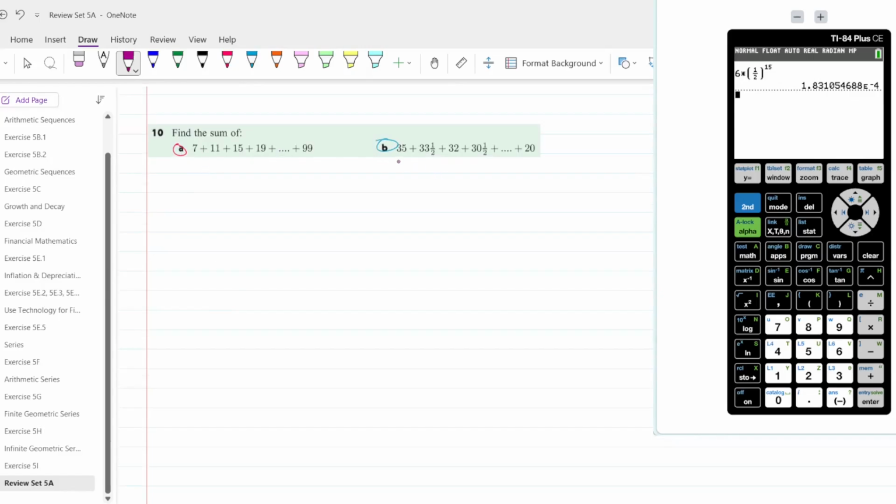Find the sum of this series. Here u1 is 35, un is 20, u2 is 33 and a half. So the common difference d is going to be u2 minus u1. u2 is 33 and a half minus 35, which is going to be -3 by 2.